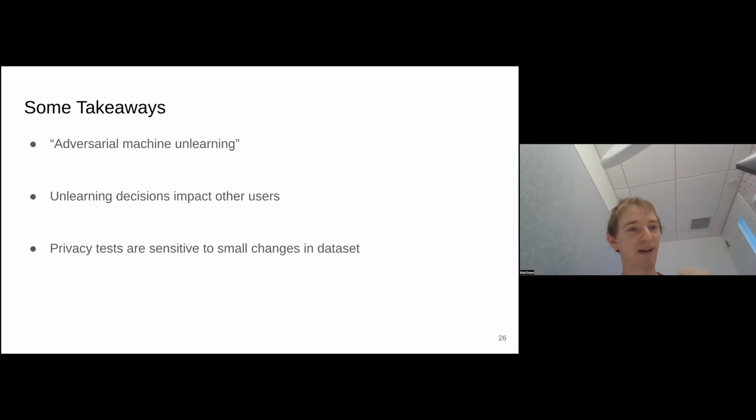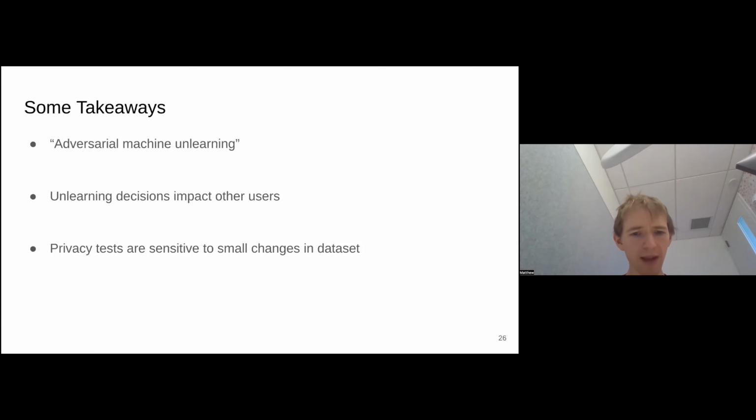But if there's a threat model where you can do this, I think it's kind of cute that you can just use this machine unlearning primitive to increase membership inference for other points. Another impact that's maybe a little bit more clear is in a benign setting. These unlearning decisions do impact other users. So my decision to unlearn might impact the privacy of someone else.